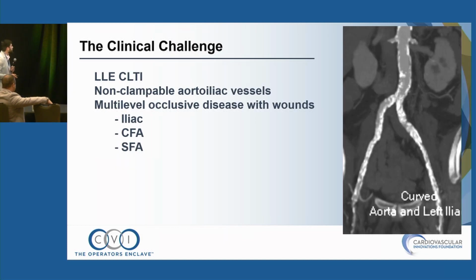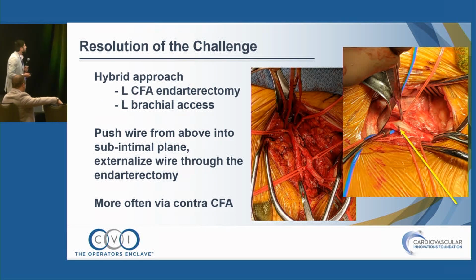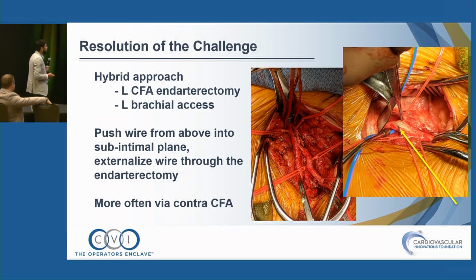So in this case, I did a hybrid approach with a left femoral endarterectomy, and I just wanted to show these pictures here. I think we've all seen a femoral artery with a patch on it, but this is kind of a hack for the endovascular portion: if you're having trouble getting your wire up from the femoral artery, I'll often come up and over from the other side and push the wire subintimal, and then just grab it from the femoral endarterectomy site and flip the wire and be able to treat from retrograde.